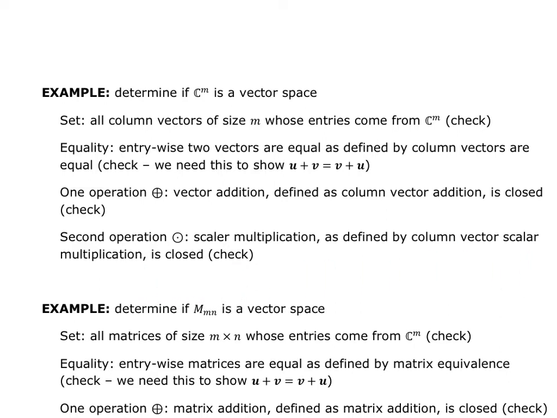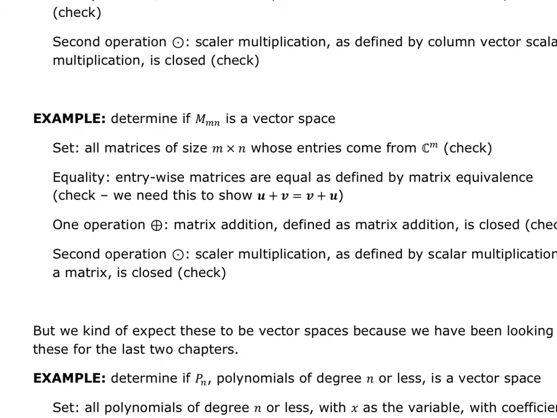Check. No worries there. So the column vectors whose entries come from the complex numbers of size m is a vector space. Not surprised. We've already talked about that. We're like, oh, okay, this is happening and we're cool. Now we've shown that it truly is a vector space.